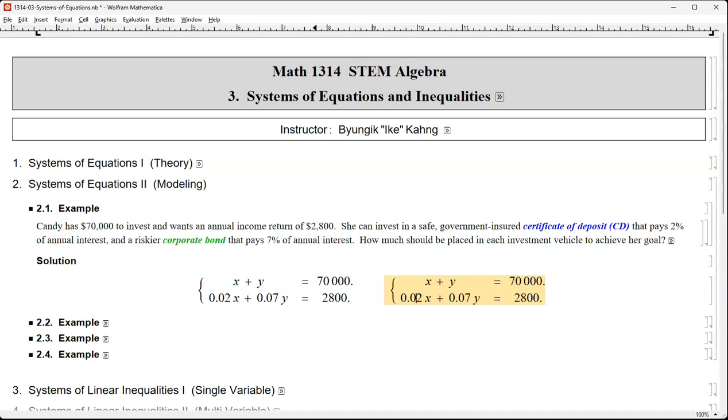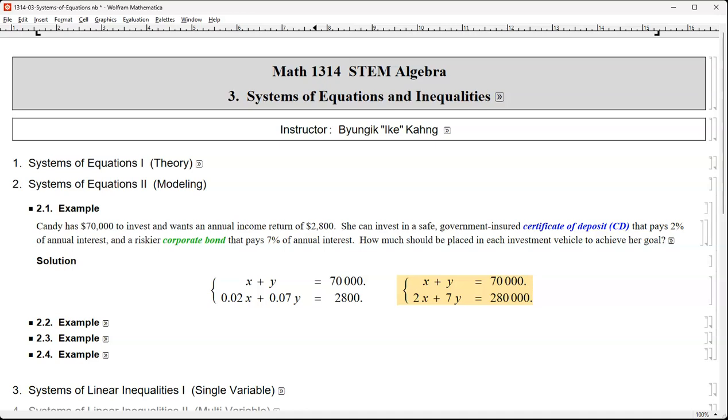Multiply by 100. That'll shift this decimal point 2 units, and then again multiply by 100, so that'll shift this decimal point by 2 units, and multiply by 100, that means 2 more zeros. And then let's align this. Okay, that looks better. Let's go ahead and work on this system here.